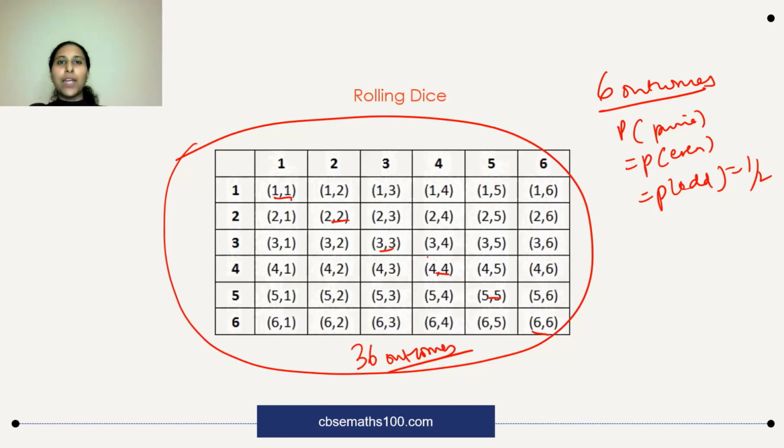What is the probability of getting sum as 3 when you're rolling 2 dice? Sum as 3 means you could have these 2 cases: 2, 1 and 1, 2. These are the only 2 possibilities. So 2 out of 36. Like this, different types of questions can be asked based on rolling of a dice.